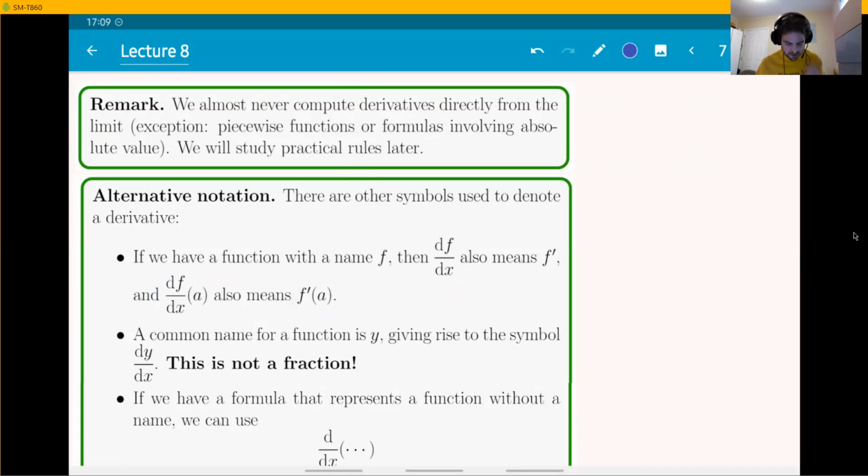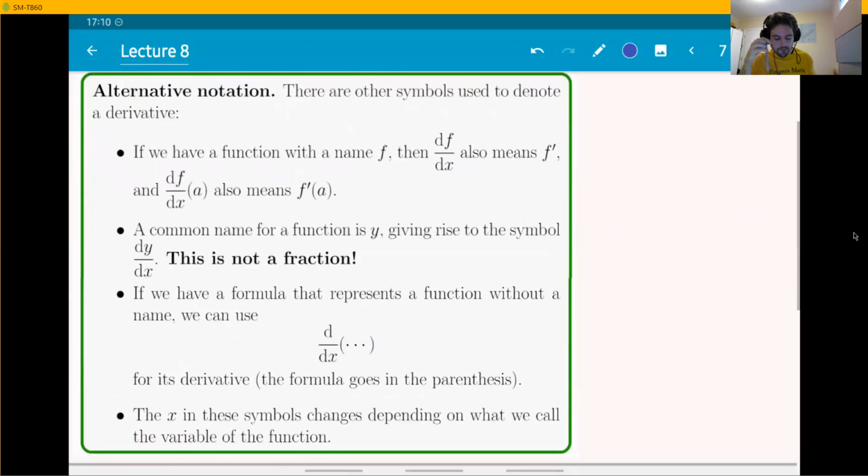Now, related to this, a common name for a function is y instead of f. You have functions which are given like this, y equals x squared plus sine x. This is a common way to denote a function. So instead of df dx, you would be writing dy dx. Okay, you just have to remember this is not a fraction. It's not like it's two numbers, dy over dx, being divided like that. No, it's a symbol.